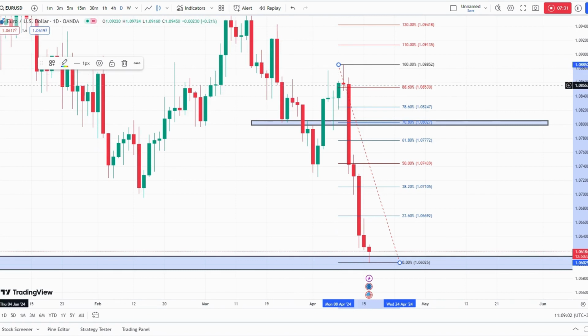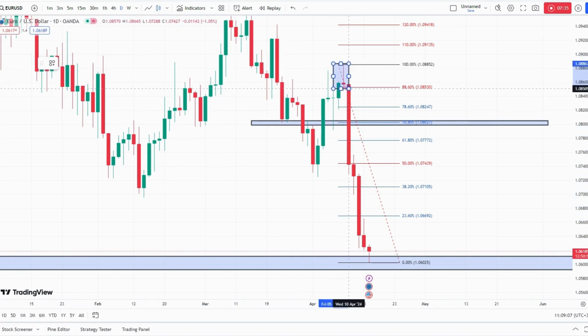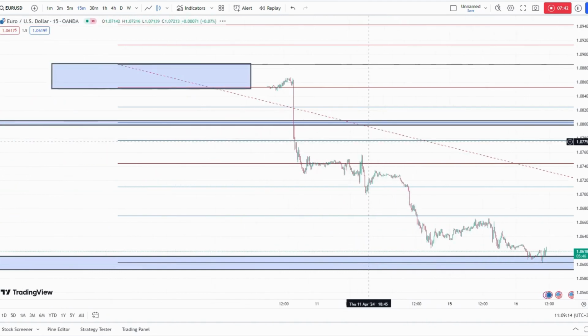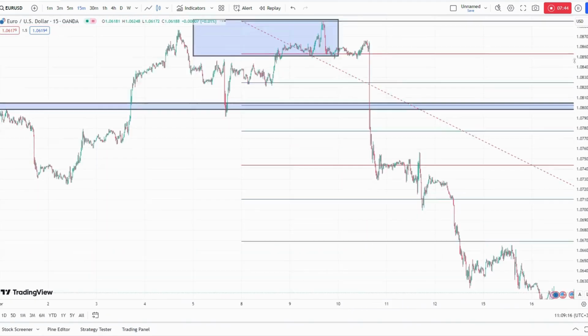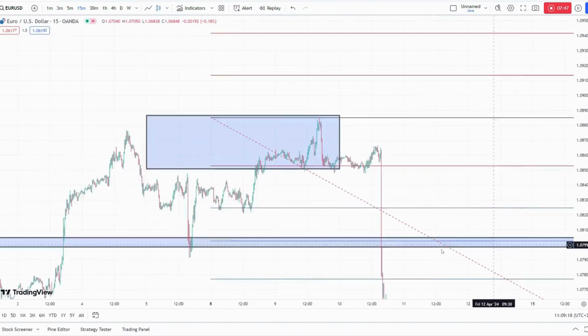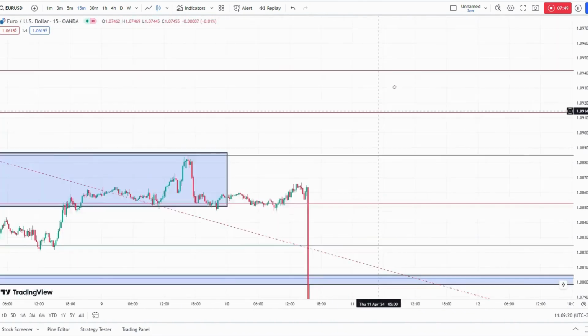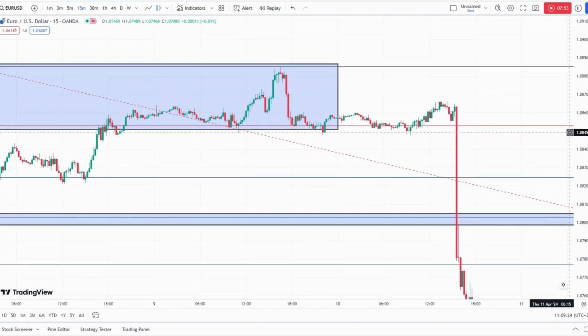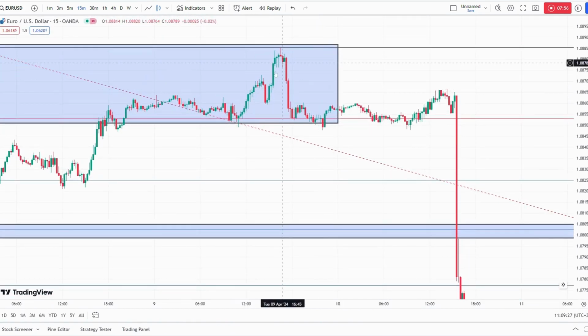So for instance, this is what I'm going to do. I'm going to highlight that candle and then go back to the 15 minutes. This is how the 15-minute looked when that candle was being formed. What happened? The market printed a higher high, printed a lower low, and then came to a retest over here.